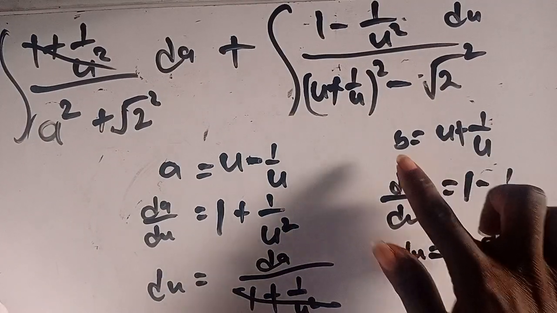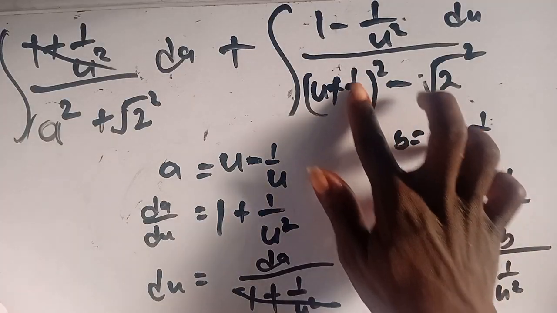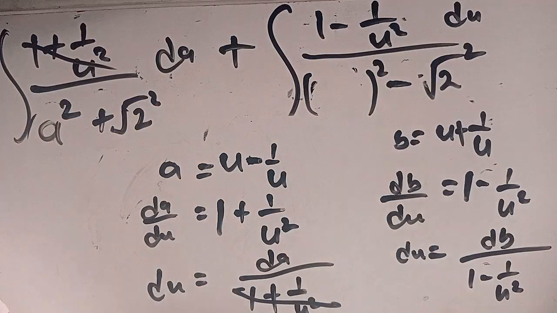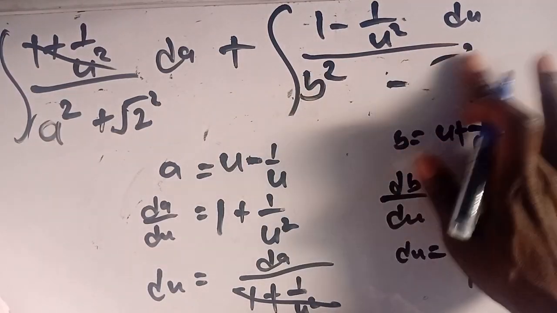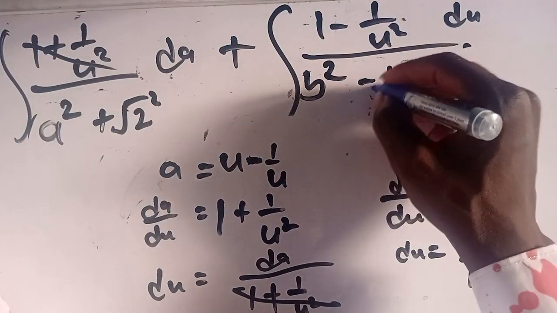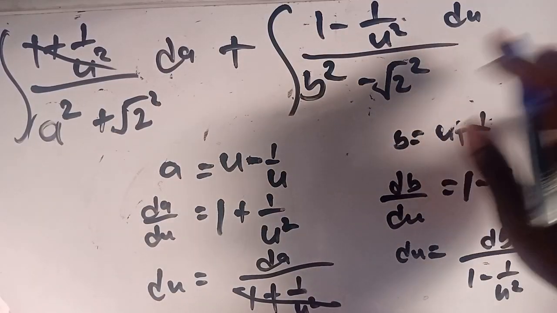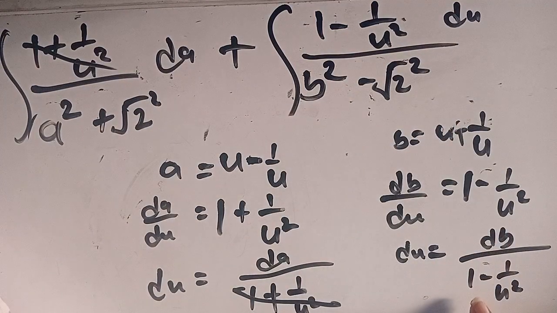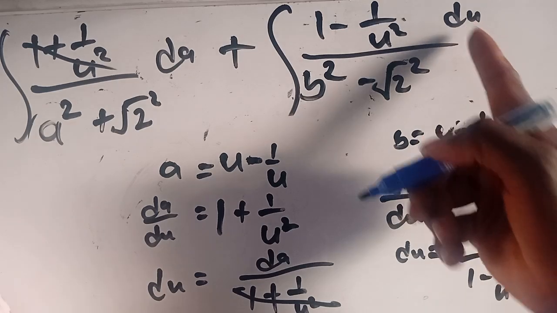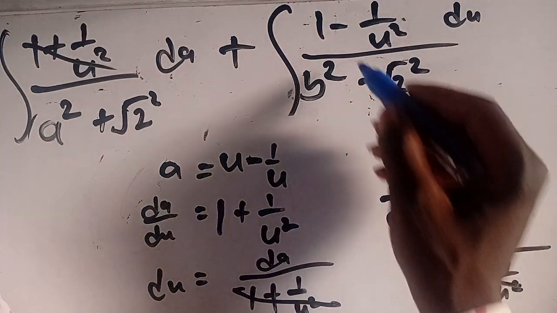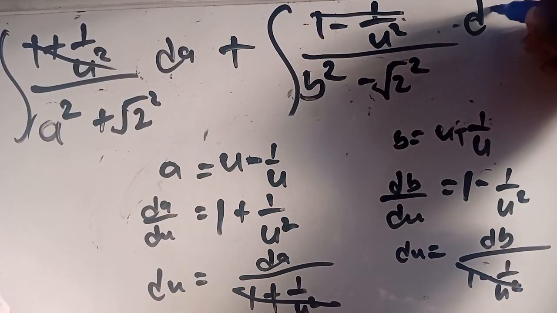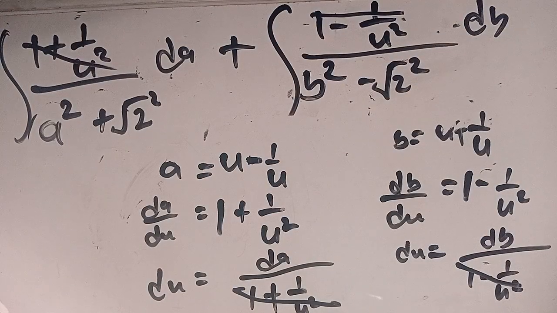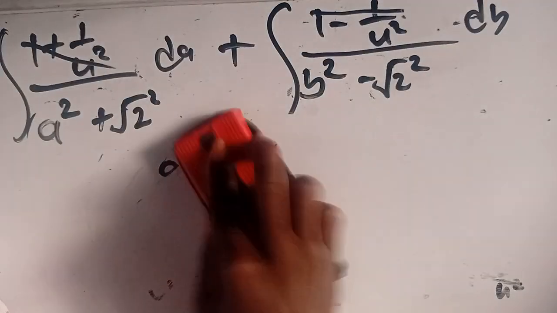Now we said let B be this, so whatever we have here will be B square minus root 2 square. Now, what's our du? dB over this. If I put dB over this here, we cancel this, so here will remain dB alone. I hope that's clear. It's very easy to grasp that way.